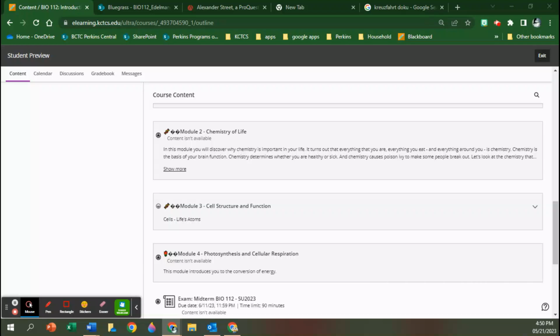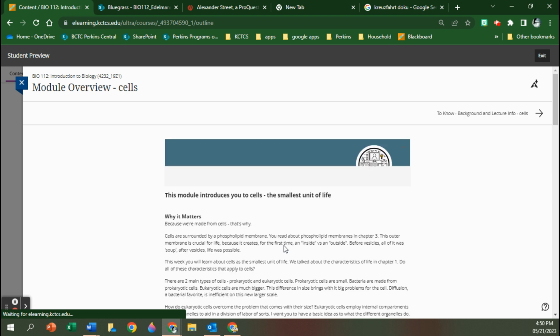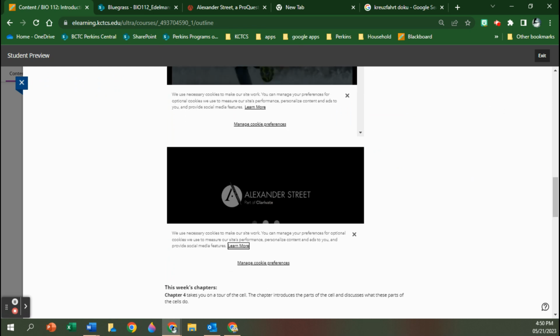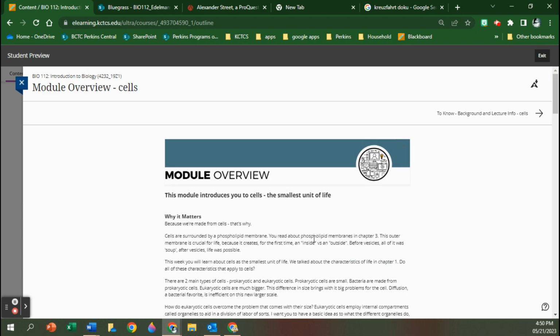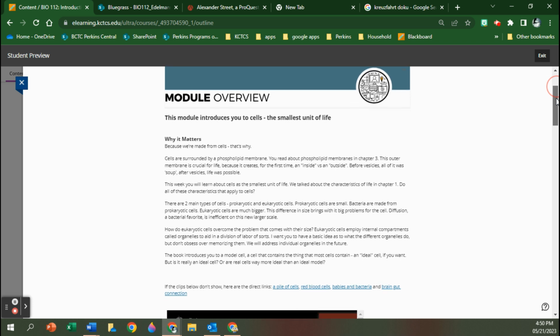In Module 3, we're going to talk about cells. Cells are the smallest unit of life, and you're going to learn that there are two different types of cells, prokaryotes and eukaryotes. We're going to look at mostly prokaryotes this time, but we're going to touch on eukaryotes because it's important to know about the differences between the two. It's very important that they are different in size, so that's one of the big things we're going to be talking about.